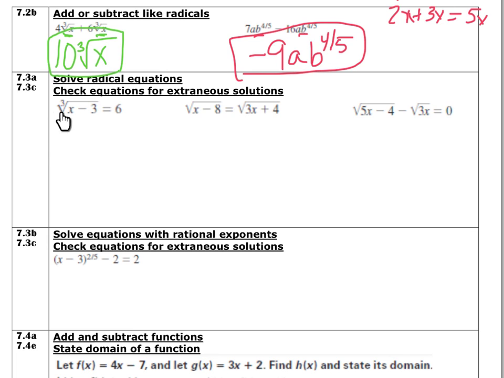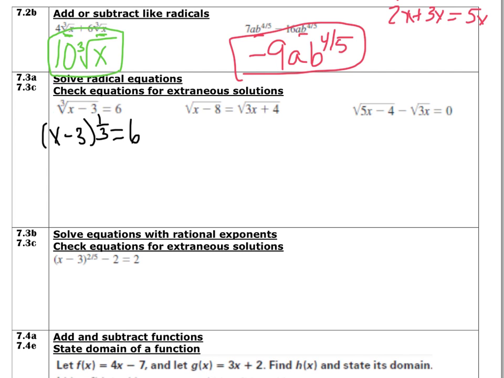Here we have the cube root of x minus 3 equals 6. Now you can either keep it as a radical symbol, or if you want, you can rewrite this as a rational exponent. Remember, the cube root is just the exponent 1/3. So if I do that, we have (x minus 3) to the 1/3 equals 6.